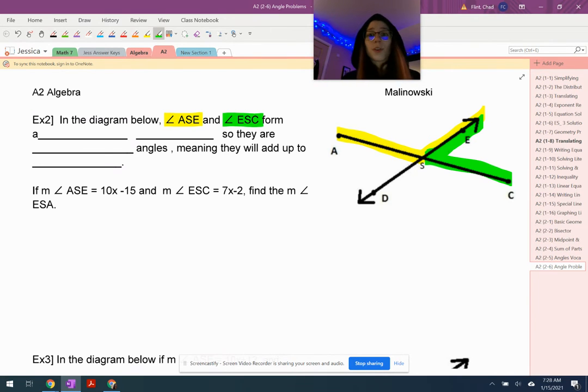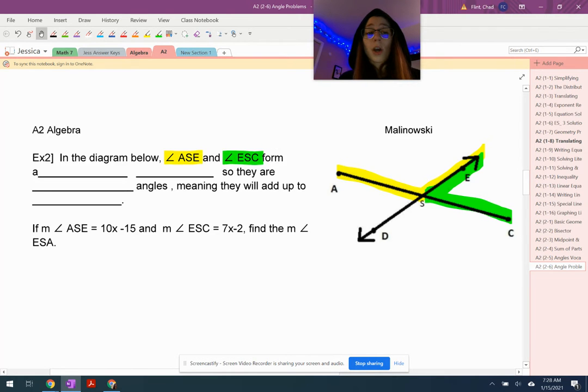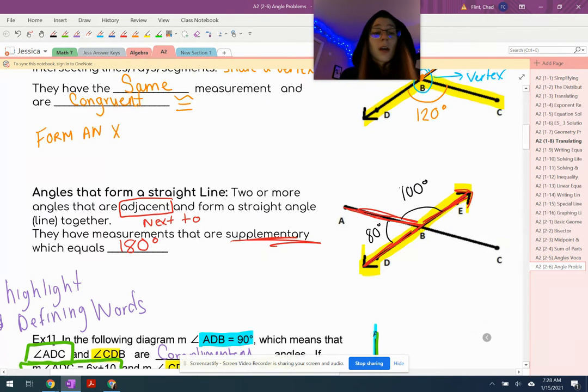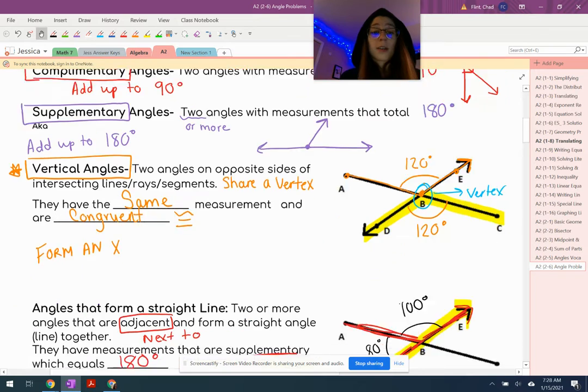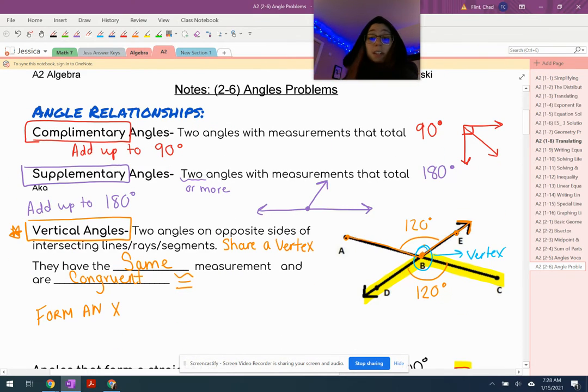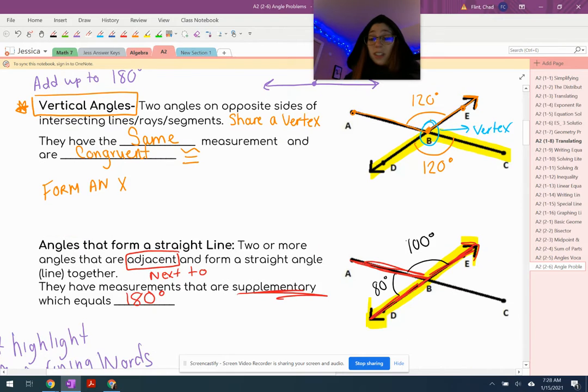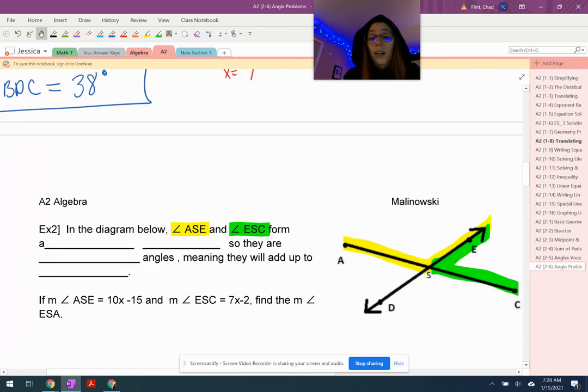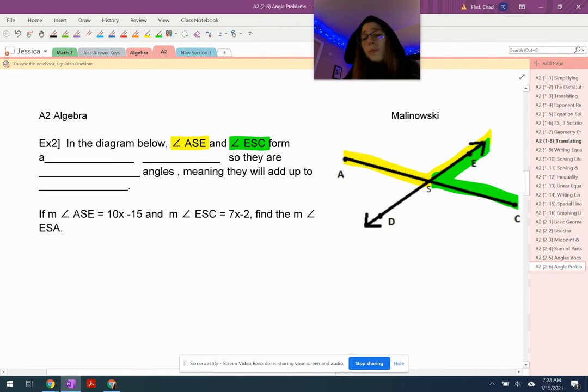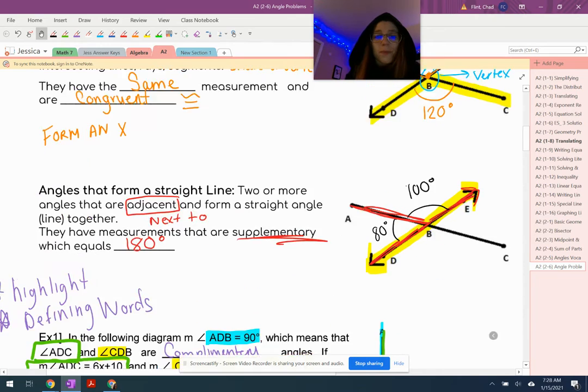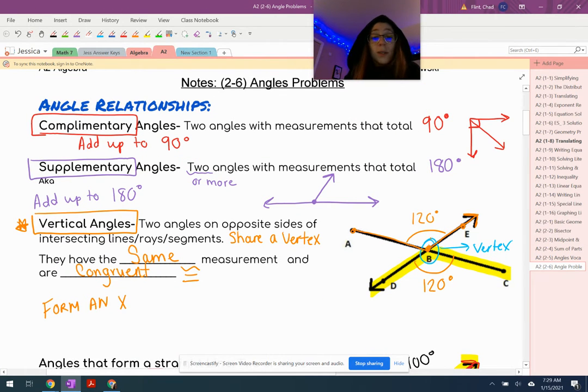Okay, so I have to look at these angles. This is the hardest part about this thing, being able to look at this picture and figure out what type of relationship is going on between these two angles. So let's go back to our notes and see. We can start at the top. Are they complementary? Do they have that right angle relationship like our example 1 did? No, they don't. They're forming more of something else. Are they supplementary? Are they two angles with measurements that total 180?